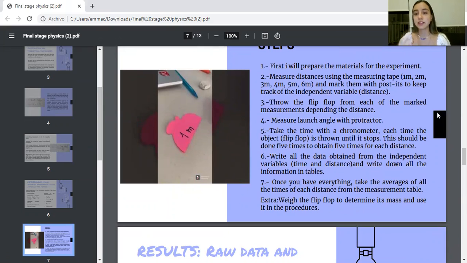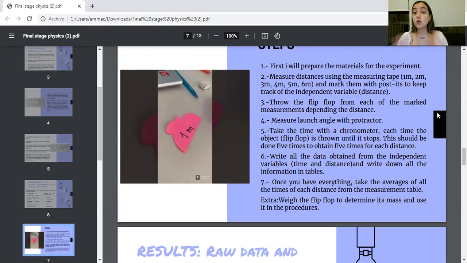Then I take the time with the chronometer, each time the object, that is the flip-flop, is thrown until it stops. Here it's really important to do this 5 times to obtain 5 specific times for each distance.